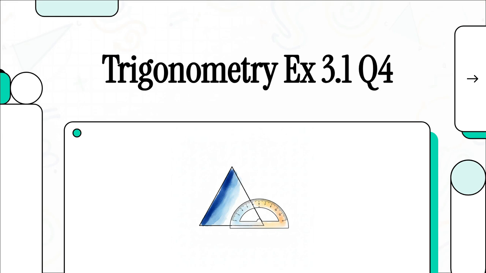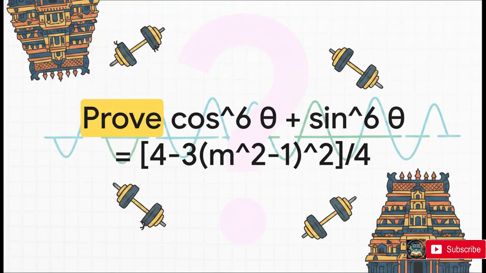Welcome to the Explainer. Today we're taking this specific problem, putting it up on the board, and we are going to completely crush it together. So, look at the question we're dealing with today. If sine theta plus cosine theta equals m, prove that cos to the power of 6 theta plus sine to the power of 6 theta equals 4 minus 3 times (m squared minus 1) whole squared, all divided by 4.